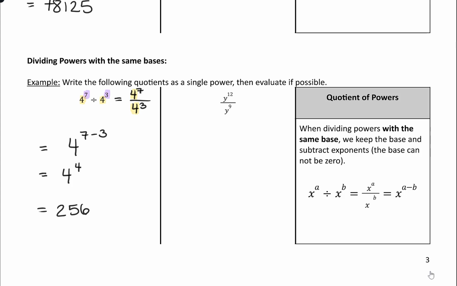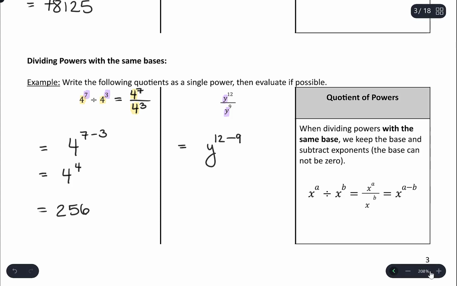Okay, so let's apply the same rules for powers that have a base that is a variable, a letter. So we keep the base the same, y, and we subtract our exponents. 12 subtract 9. Now 12 subtract 9 is 3, so I can write that as y to the exponent 3.